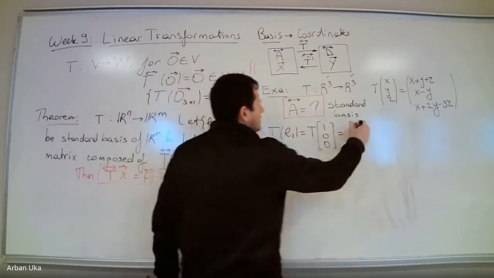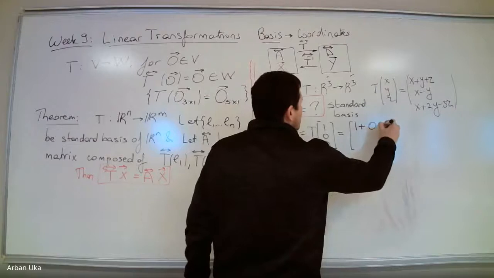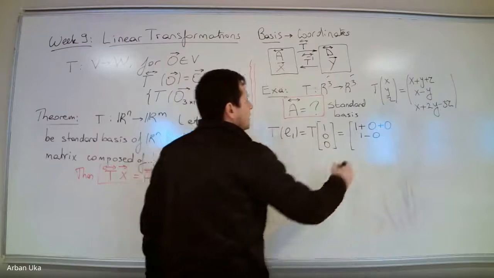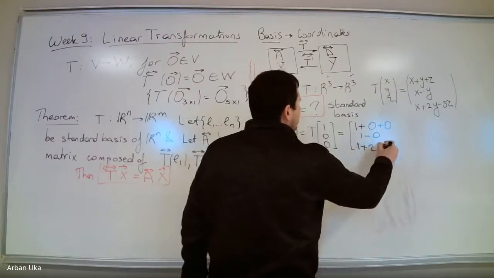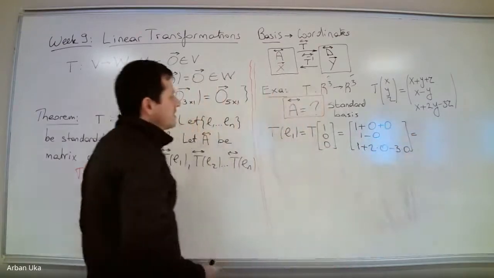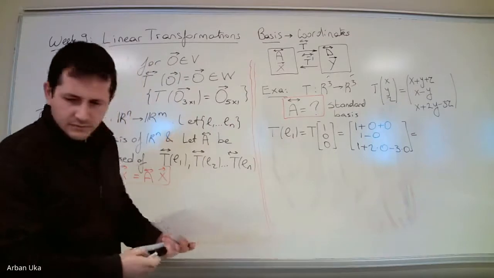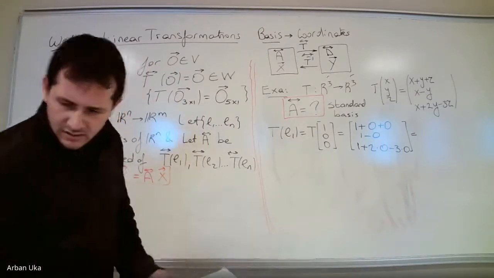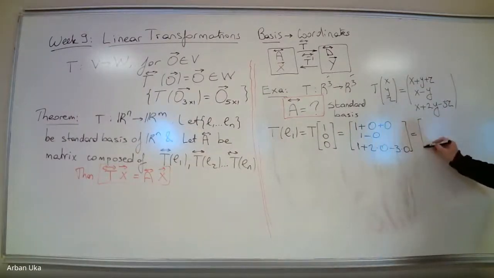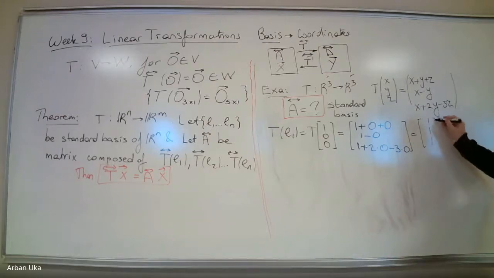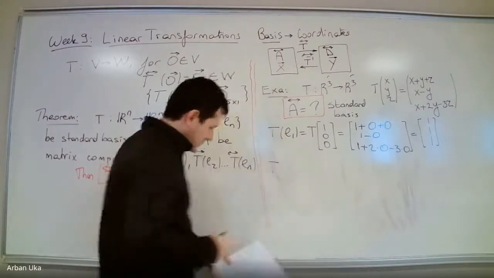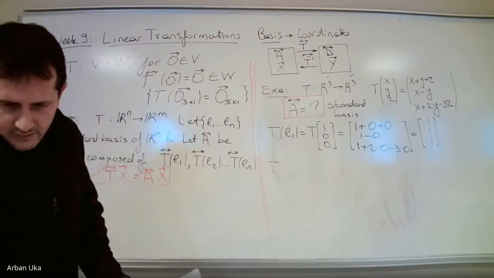So for x1, let's do it like this, 1 plus 0 plus 0. Then we have 1 minus 0, 1 minus 0. Then we have 1, 1 plus 2 times 0 minus 3 times 0. Okay? So this is how we apply the first standard basis vector. Then here we get 1, 1, 1. Okay? Then we have to find what is the second column of the matrix A.